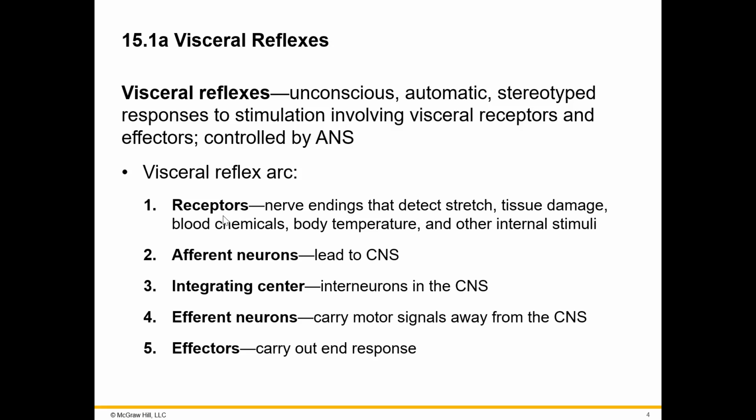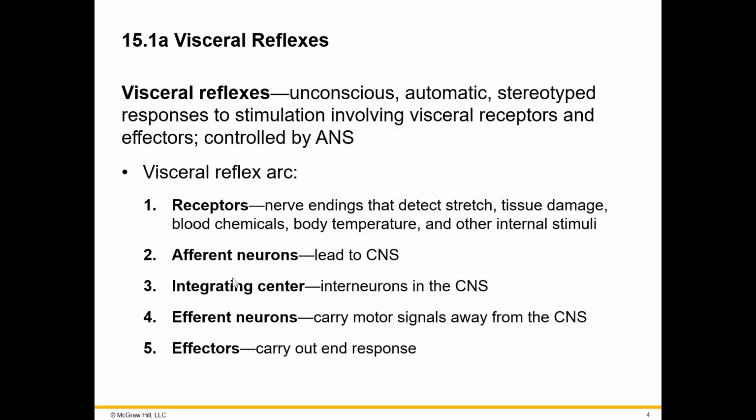You're never going to have a reflex arc unless you have these guys. The receptors, these are nerve endings that detect stretch, tissue damage, blood chemicals, body temperature, and other internal stimuli. There are afferent neurons. Afferent neurons lead to the central nervous system.